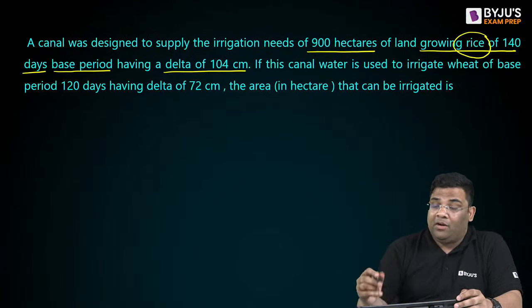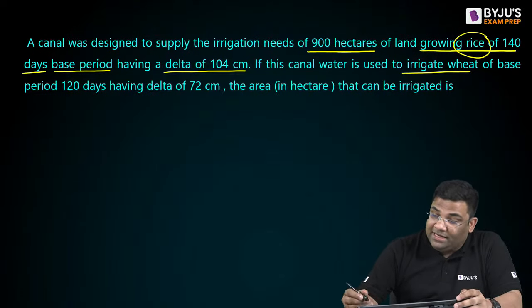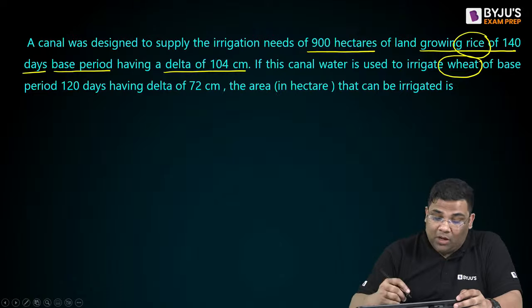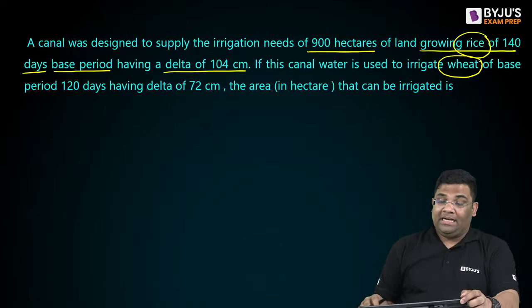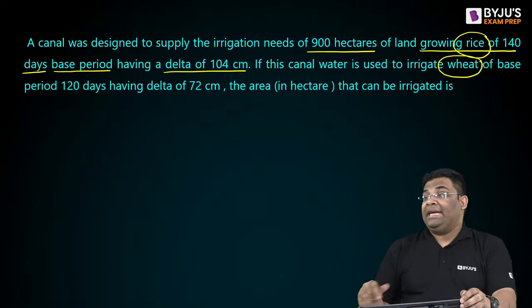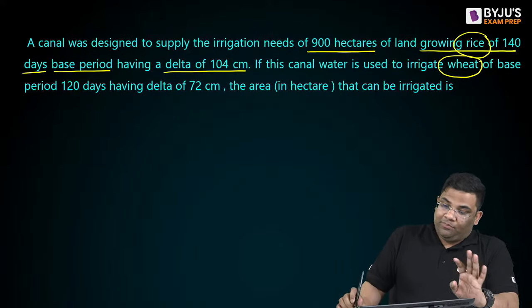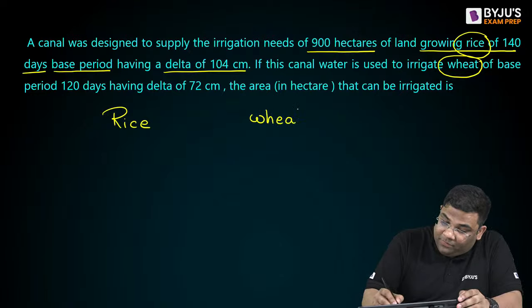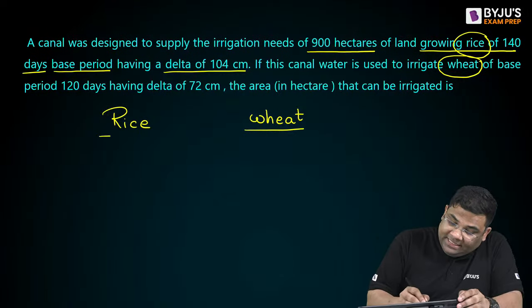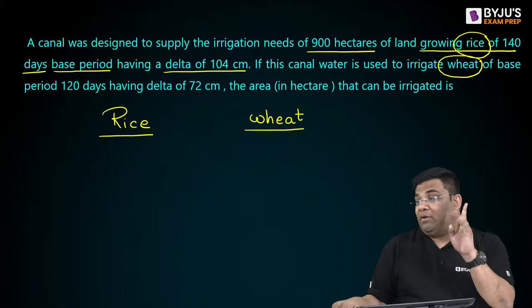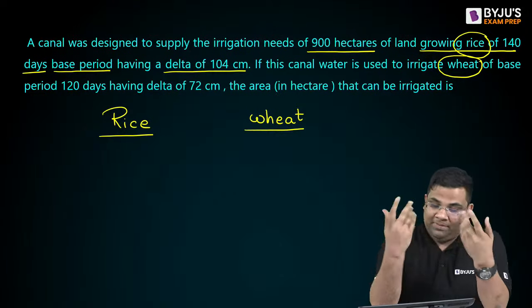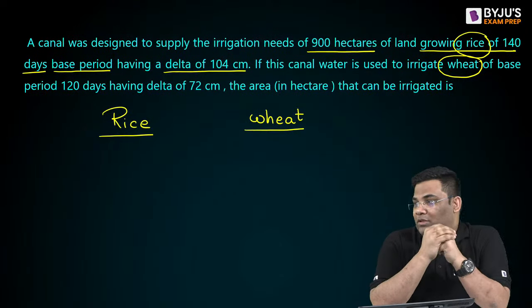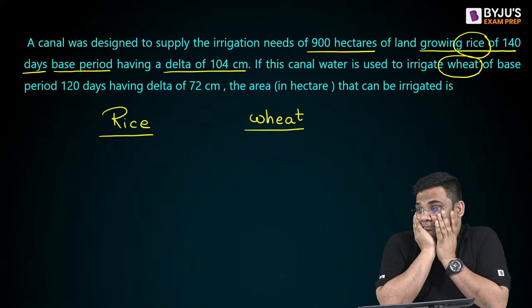If the same canal water is used to irrigate wheat now, with different base period and delta, how much area can I irrigate? Now tell me, we had a canal designed for rice. Now I am using that for wheat. Same canal. So when I say the same canal is used, what will be the same, tell me?